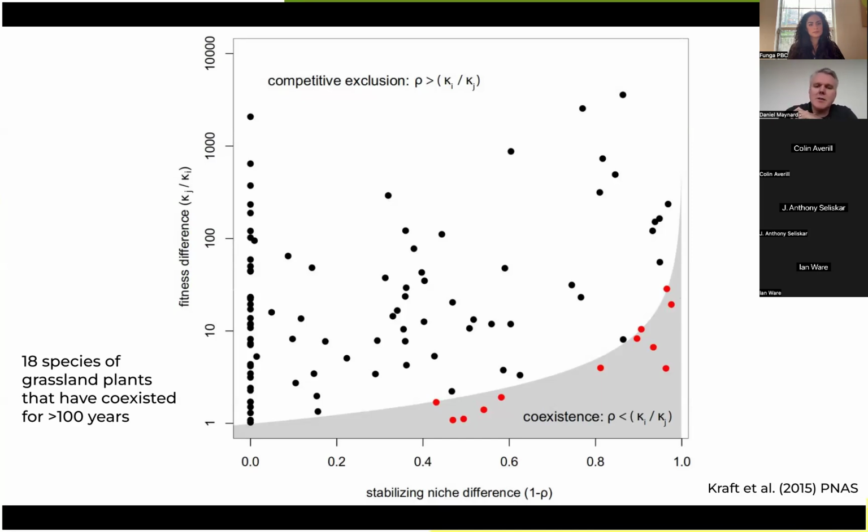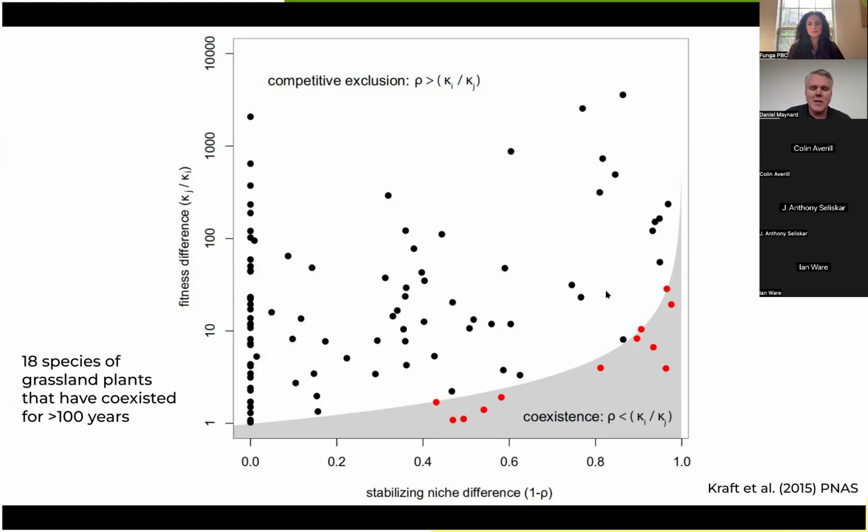And they did this classical ecological experiment where you compete all pairs of plants against each other and you see who beats who in competition. And then you can extract some of these variables and you can map out this interface line. And when you plot out these pairs of species, if their outcome turns out down here, they can coexist. If it's above this line, you get competitive exclusion.